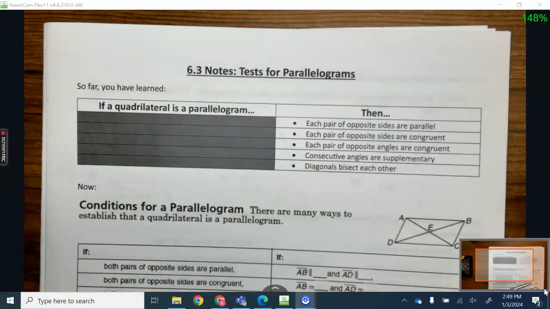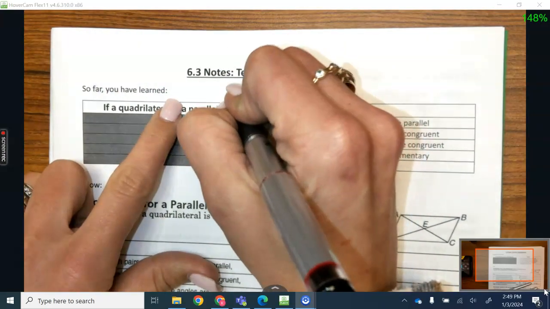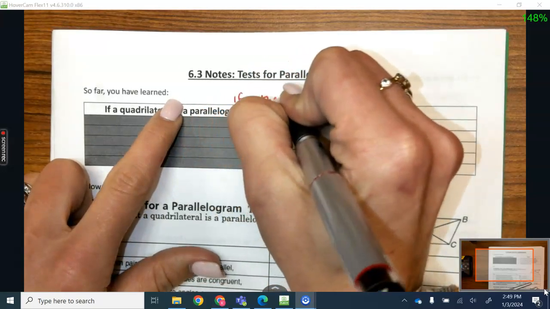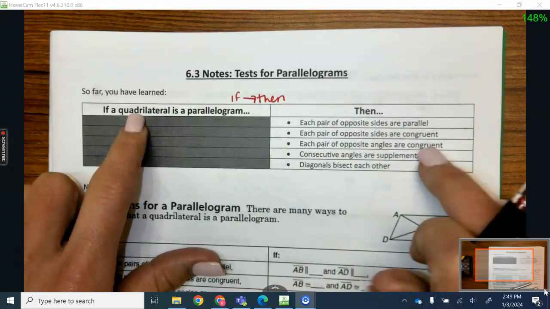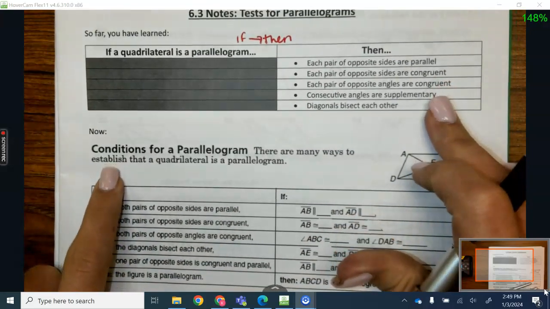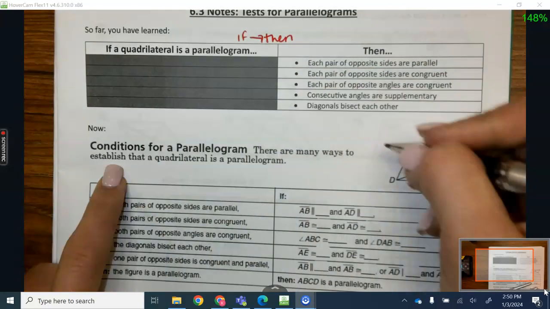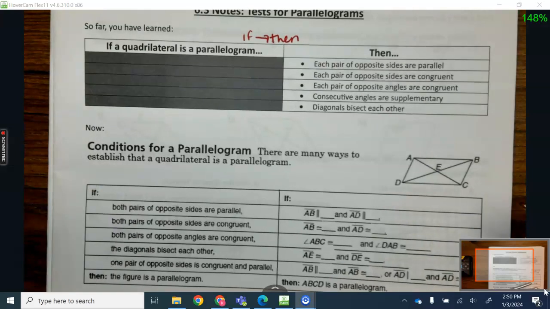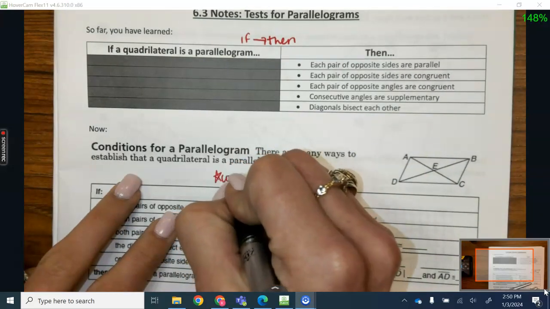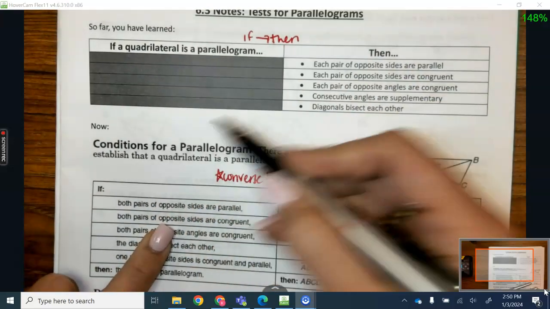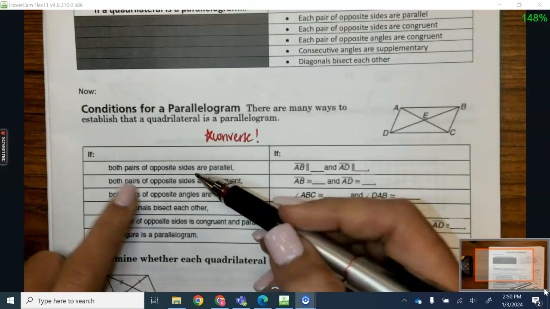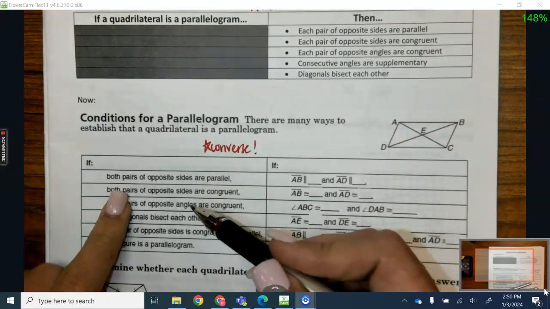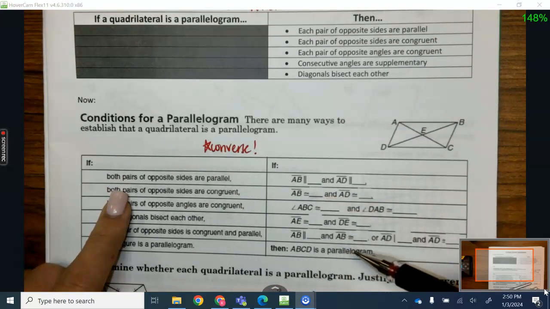So remember back from chapter 2, right? This if-then is a conditional statement, right? If this, then this. Now we're going to learn the converse, okay? There are many ways to establish that a quadrilateral is a parallelogram. So in order for us to prove that a quadrilateral is a parallelogram, we're going to take the converse. Meaning we are going to switch this order. If these properties apply, then the figure is a parallelogram.